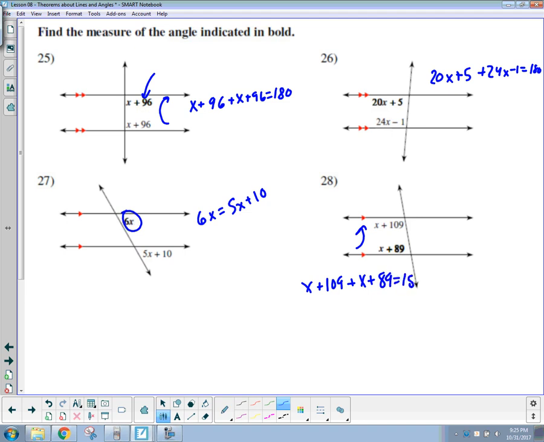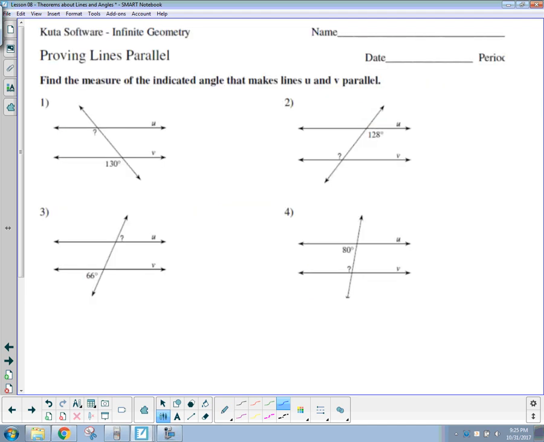Again, proving lines are parallel. So, if we're looking for the question mark, that makes the lines U and V parallel. Corresponding, that should be 130. 66, that should be 66. Let's see, 128, alternate interior angles. And again, consecutive interior, that should be 100. Okay. I think the rest of this is pretty easy.